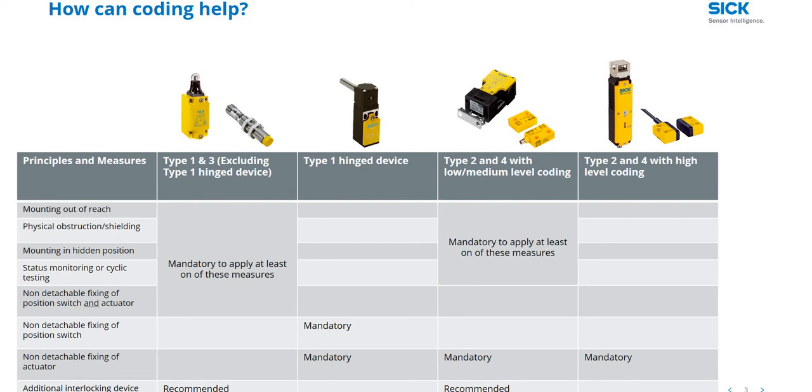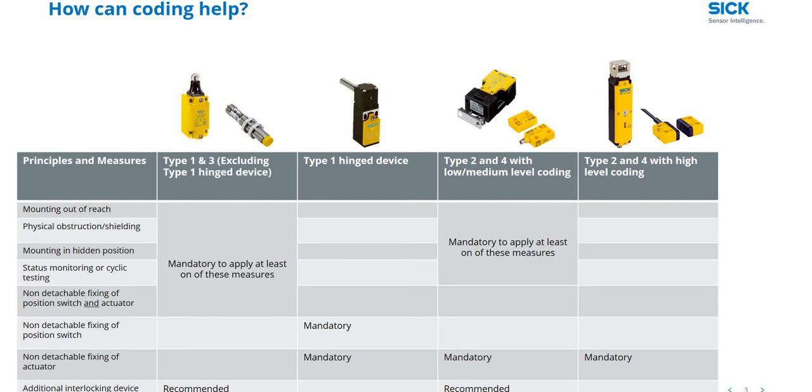So 2 and 4 with low or medium coding, you must apply at least one of these: mount out of reach, use physical obstruction, mount in a hidden position, or do status monitoring or cyclic testing. Then you also must fix the actuator, recommended to add a secondary device, and check for plausibility. Type 2 and 4 with high level coding, so you'll notice this one has the least amount of restrictions when you're applying this device. You must apply a non-detachable fixing of the actuator.